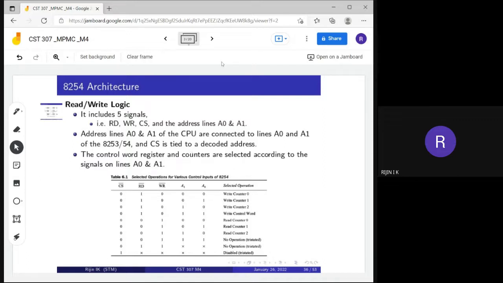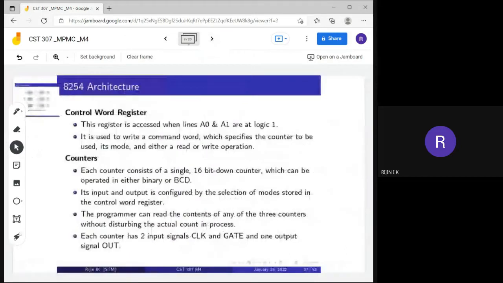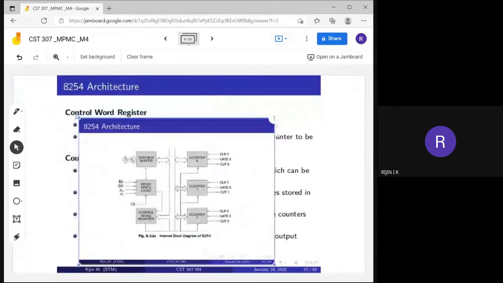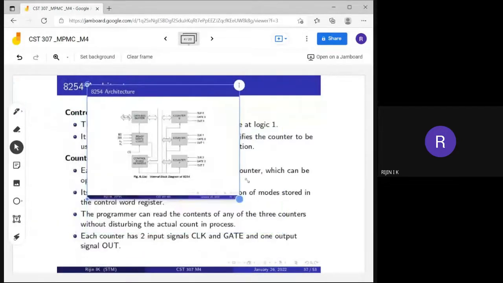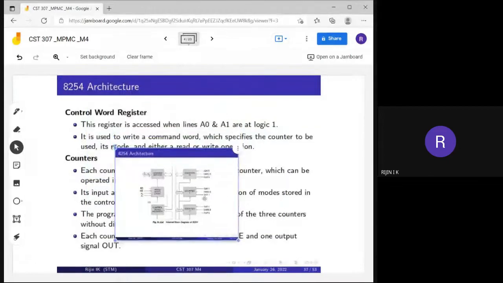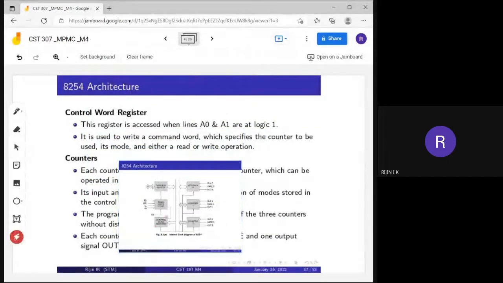Then our control word register, as we have discussed. For selecting the control word register, we will use these two pins, A0 and A1. If both pins are high, that means 1 1, then it will select the control word register.